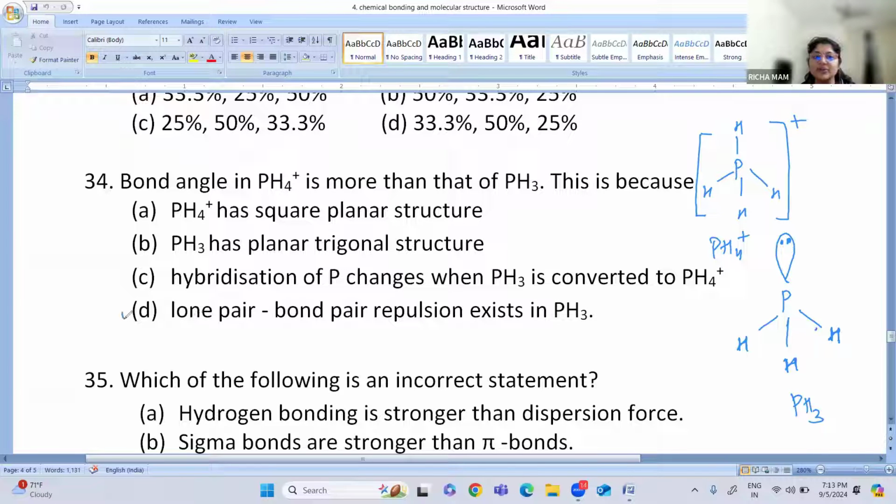Why? Because of the lone pair bond pair repulsion. In PH4 plus, all are bond pairs, and in PH3, there are 3 bond pairs and 1 lone pair present. So lone pair bond pair repulsion exists more in PH3. So this is the correct answer, option number D.